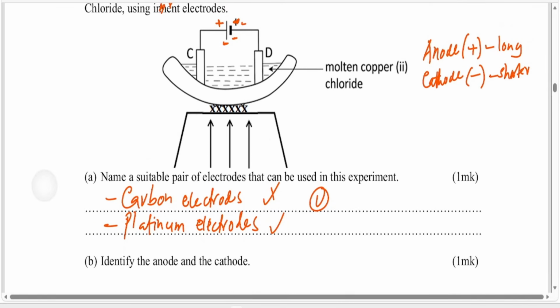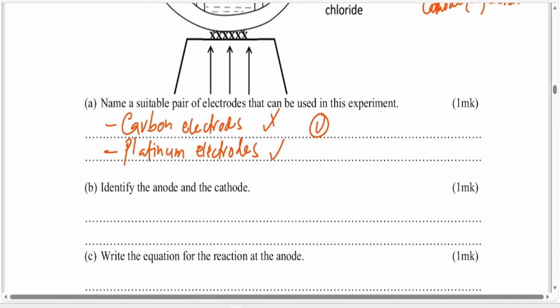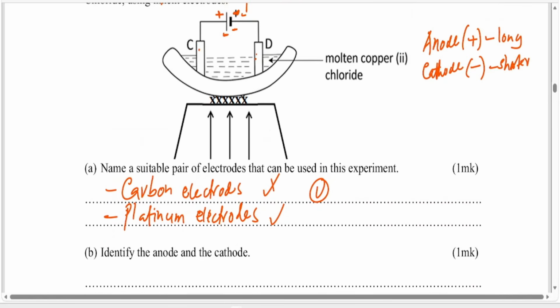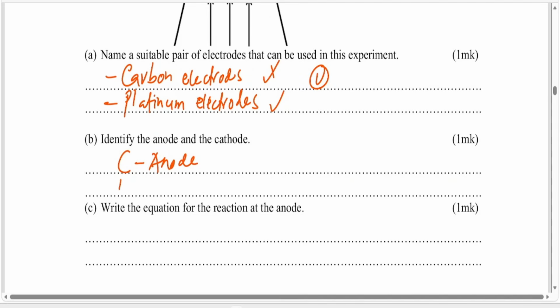So what we are supposed to do, because they have letters, we look at the electrodes. These are the terminals and these are the electrodes. So electrode C is the anode, while electrode D is the cathode. So here we have C, which is our anode, the electrode connected to the positive terminal, and we have D, which is the cathode, the electrode connected to the negative terminal. So this was supposed to give you half a mark in each case.